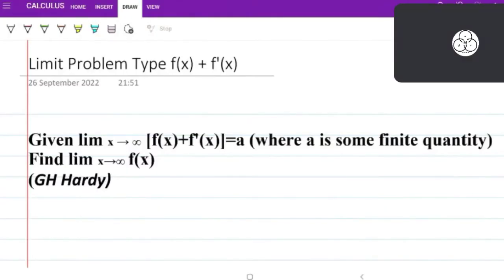We are with a very interesting problem type. As you can see, it's a very short question, and this question was given by one of the great mathematicians of all time, G.H. Hardy. So, before proceeding with this problem, we try to give you a small introduction to our problem type series.